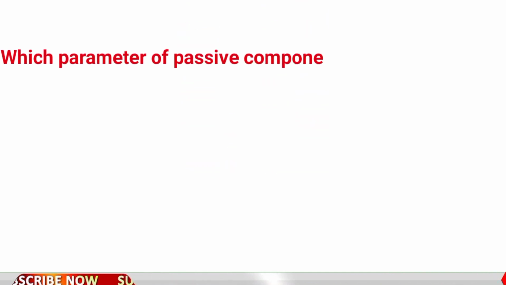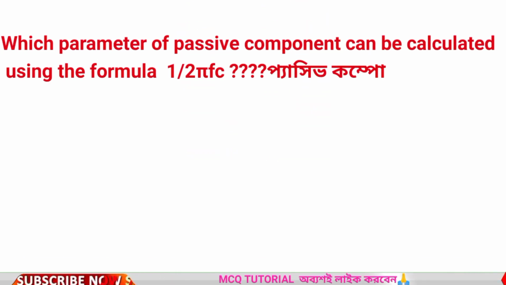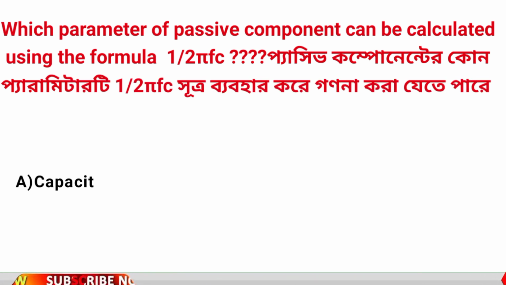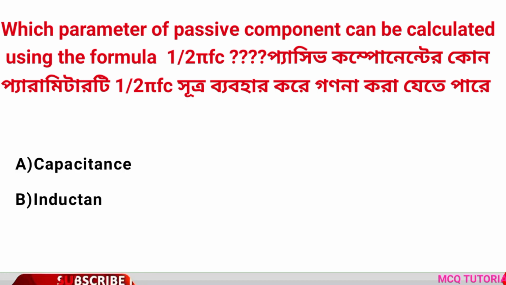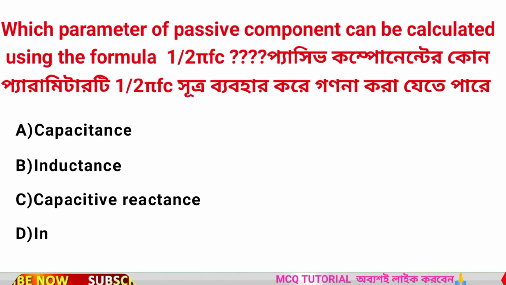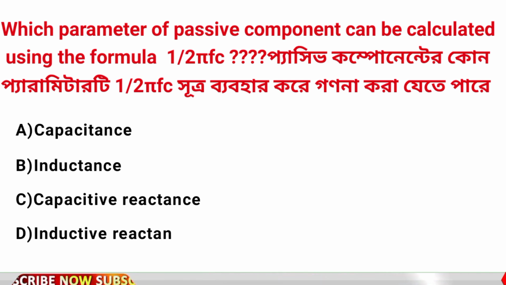Which parameter of a passive component can be calculated using the formula 1/2πfC? Option A, capacitance. Option B, inductance. Option C, capacitive reactance. Option D, inductive reactance.